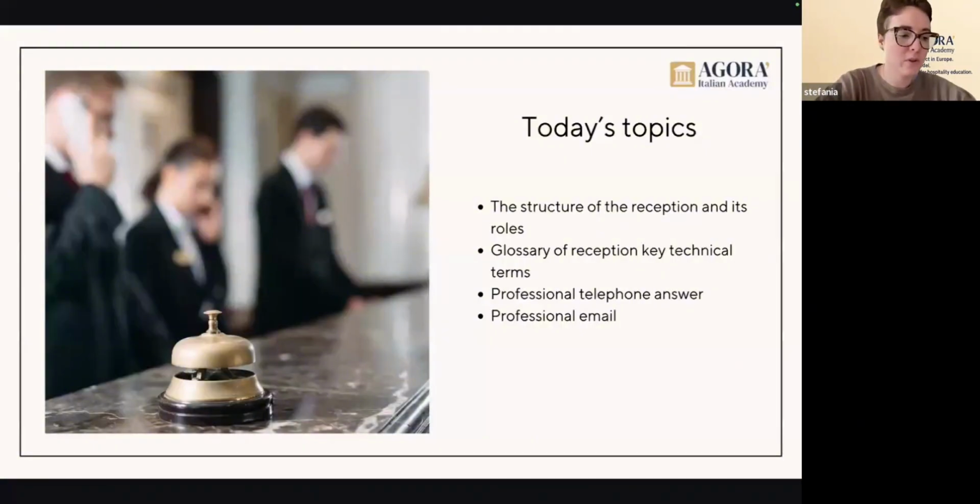Ok, what are we going to see today? La struttura della reception, quindi i ruoli principali della reception. Glossary of reception key technical terms, le parole principali della reception. Professional telephone answer, quindi come rispondere a una telefonata in modo professionale e come rispondere a una mail in modo professionale.